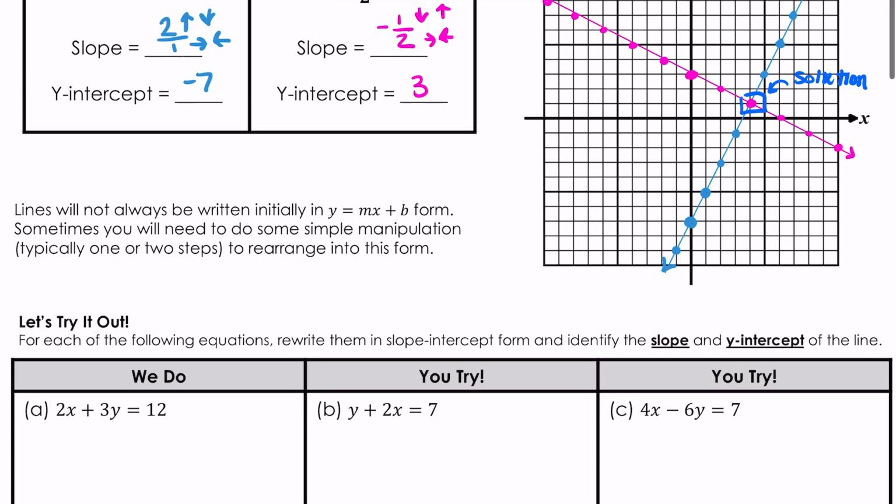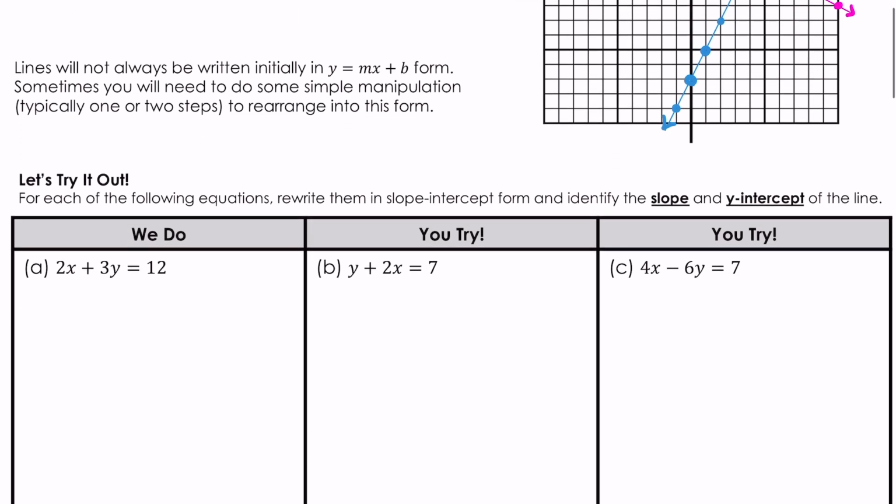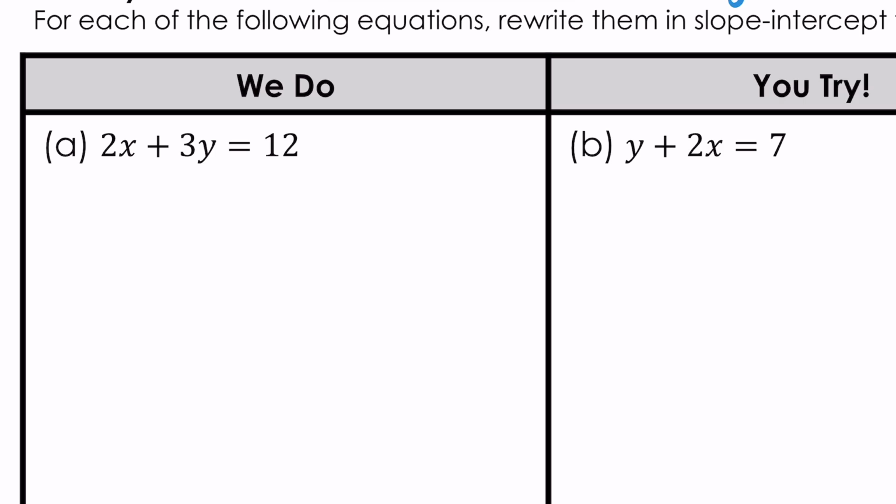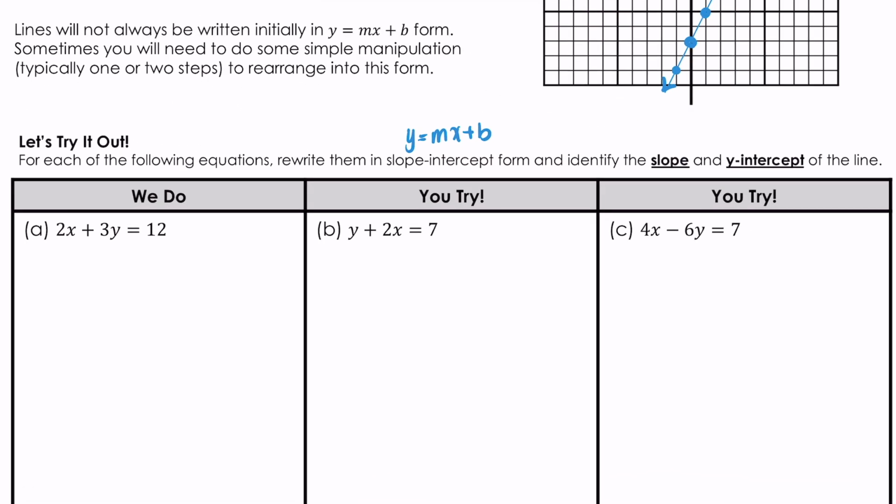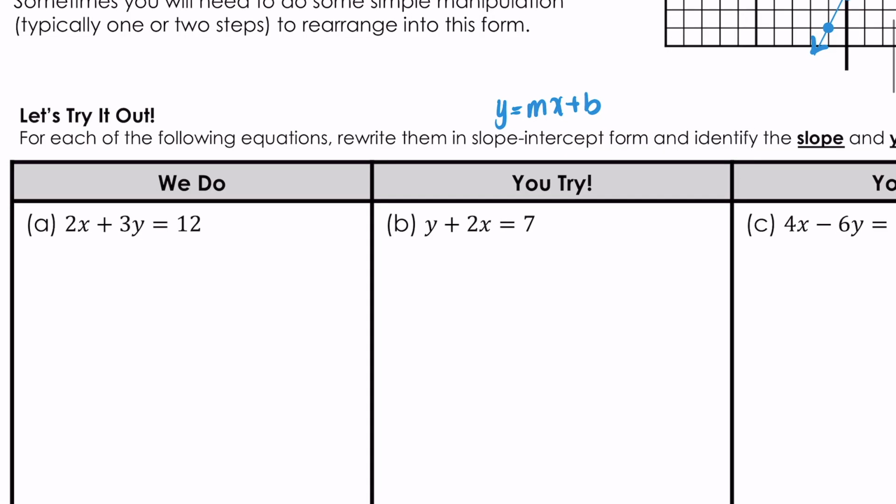Lines are not always going to be written in that y equals mx plus b form. Sometimes you just have to do a simple manipulation, typically 1 or 2 steps, to rearrange them. All of these equations are in standard form. We're going to rewrite them in slope-intercept form, y equals mx plus b, and then identify our slope and our y-intercept. We're going to do the first one together in class, and then you're going to try B and C with your partners. But if you missed the class, you can watch the video.